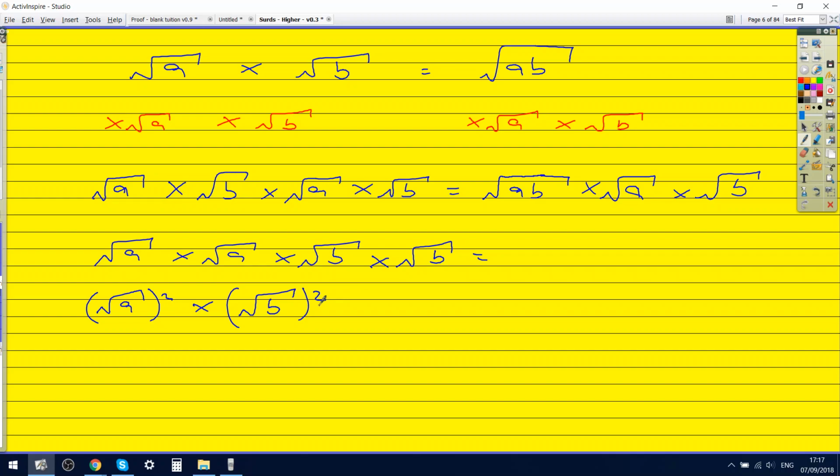What do you know about a square root squared? It comes back to the original number. That's it. And so if you have a, you square root it and then you square it, it goes back to being just a. So what is the square root of b squared? B. And so that's a times b, or ab for short.